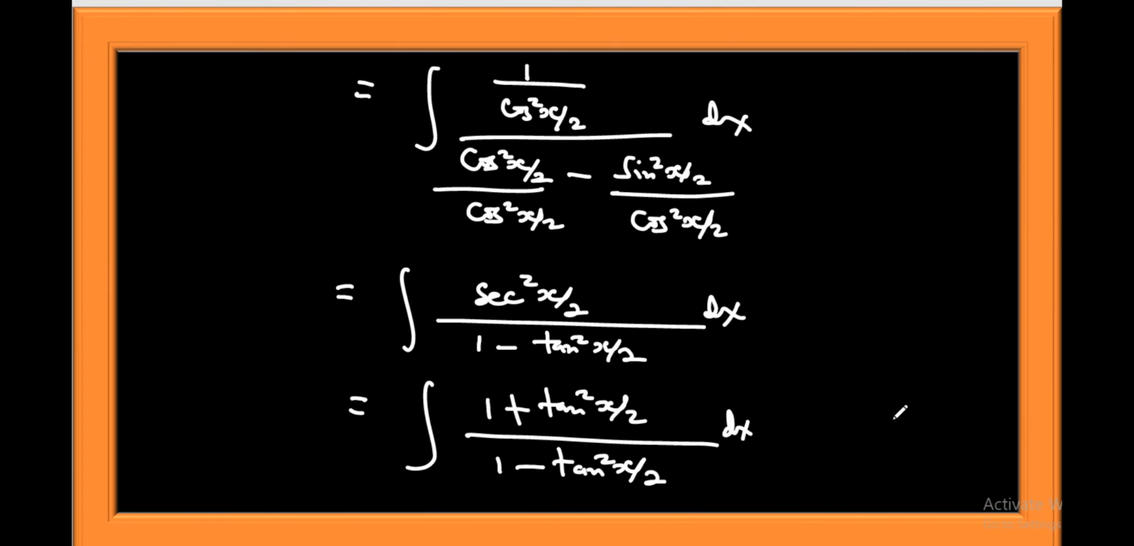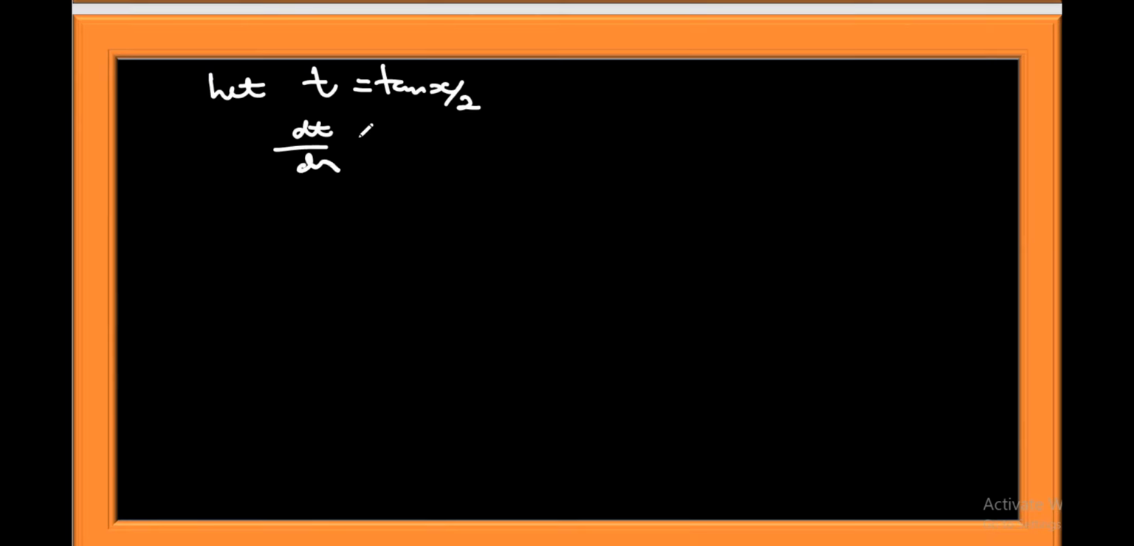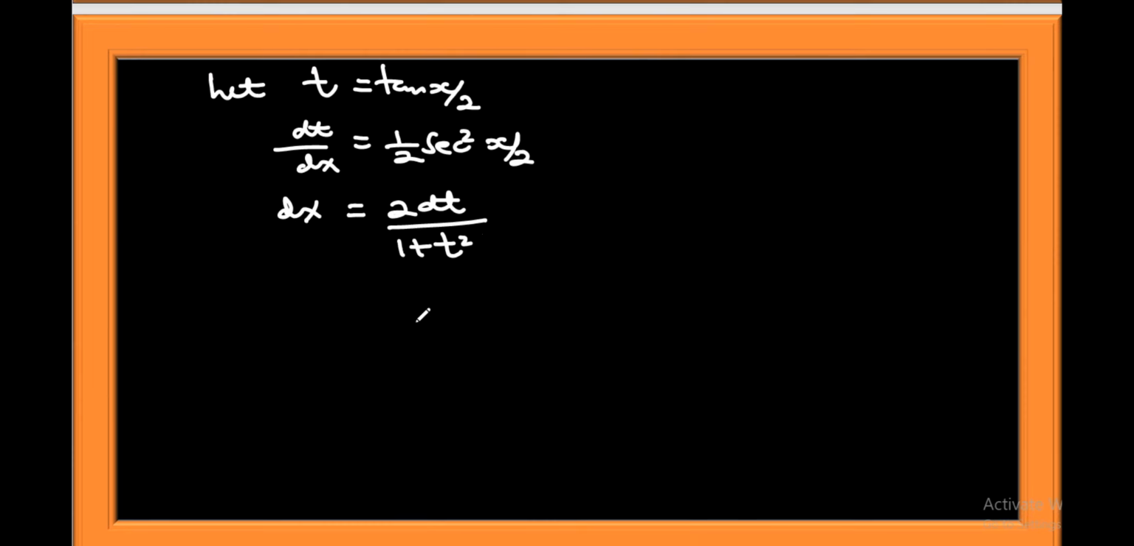So we let t to be tan x out of 2, dt dx will definitely be a half sec squared x out of 2. That means dx becomes 2 dt divided by sec squared x out of 2, which is 1 plus tan squared, but tan is t, so it will be 1 plus t squared, as I explained in the previous question.